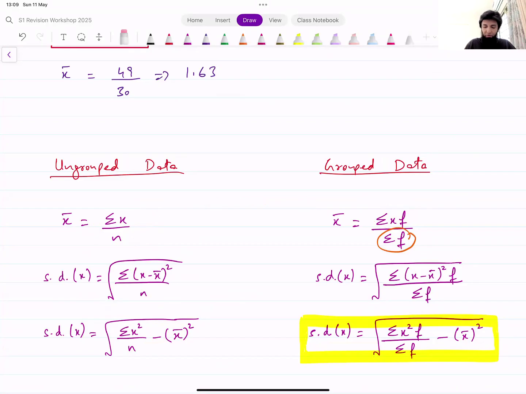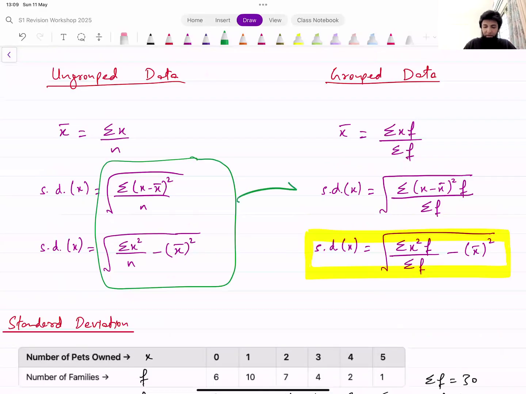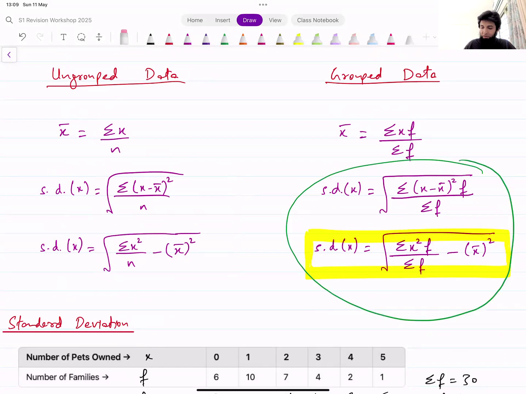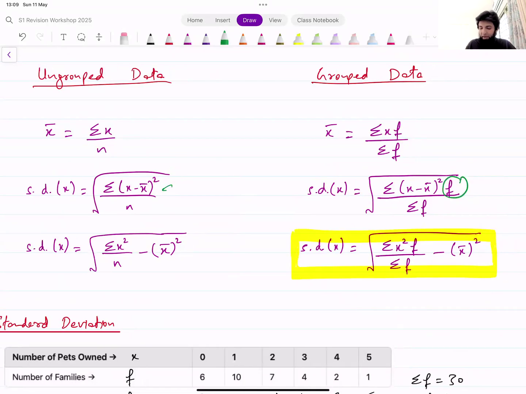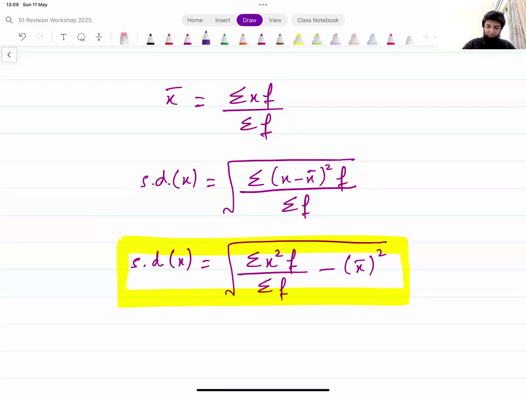Similarly, for standard deviation as well, the formulas that we had in ungrouped data were these, right? In grouped data, they convert to this. Again, these formulas are given in the formula sheet as well. What happens is you have frequency in the numerator multiplied by this, and in the denominator, n is replaced by sigma f. And in the second case as well, x squared is multiplied by frequency, and in place of n, we've got sigma f. These are the frequency table formulas for standard deviation, and both are given in the formula sheet. In this case as well, it's often more efficient to use the second formula rather than the first one.